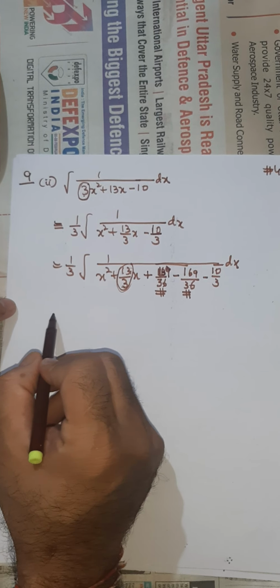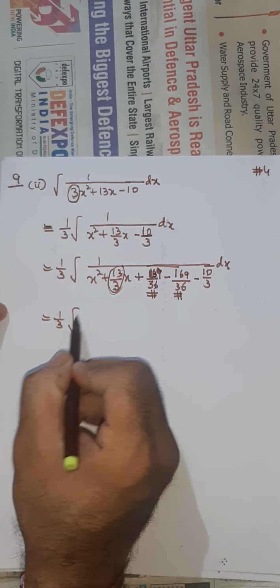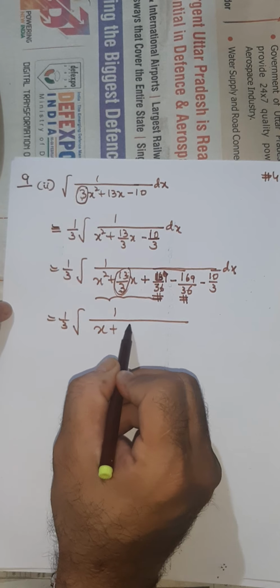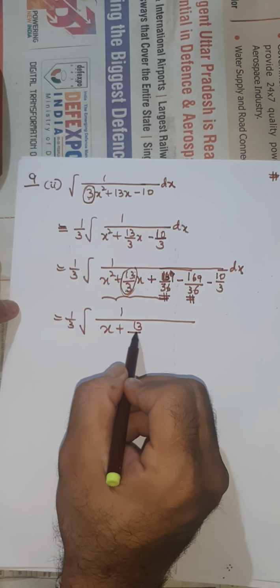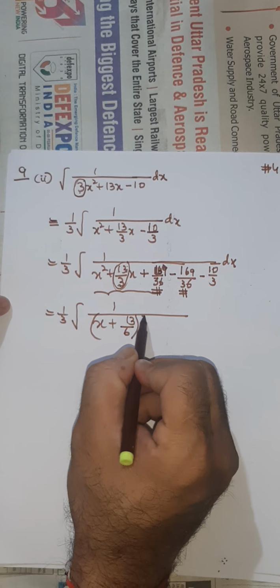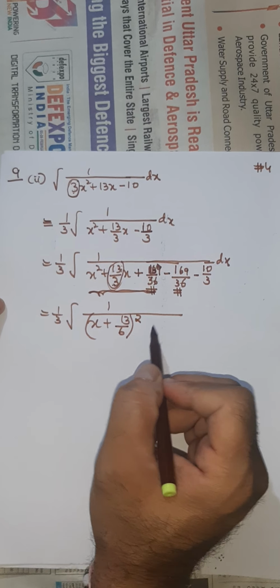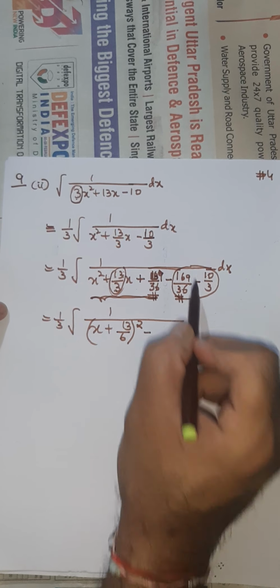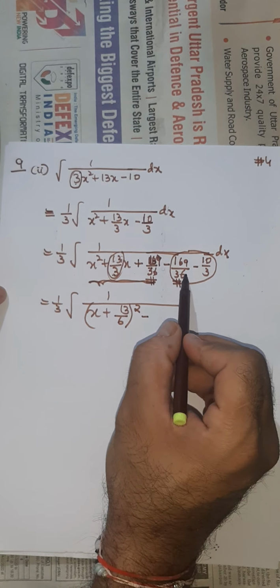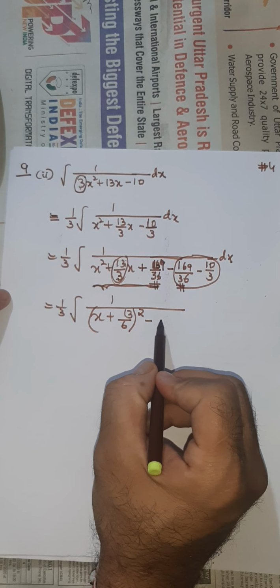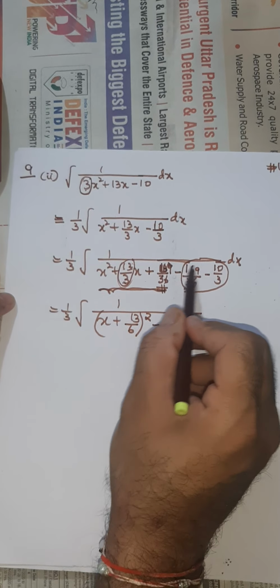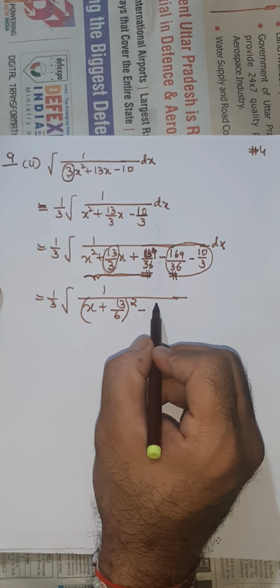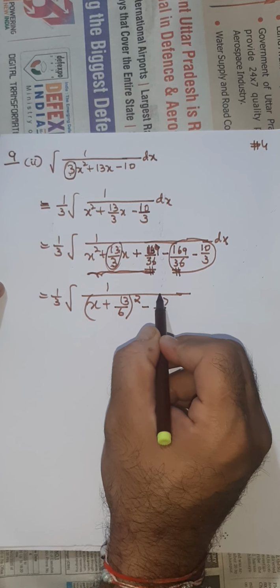Okay, now we just simplify this. So what about the first three terms, that you know? Now it becomes x plus 13 by 6 the whole square. This is a perfect square, that's why we did this. Now here we need to simplify. How do we simplify this? I need to take 36 as the LCM here. So finally, if you take minus common and simplify, you will get 17 by 6 the whole square.